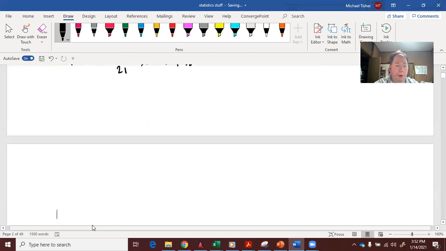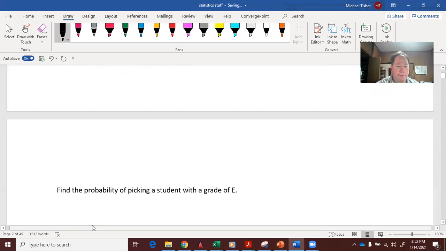Now, let's find the probability of picking a student with a grade of E. Right now, we could write out the terminology with the A and the P of A, that kind of stuff, but let's just dive right into the answer for now.